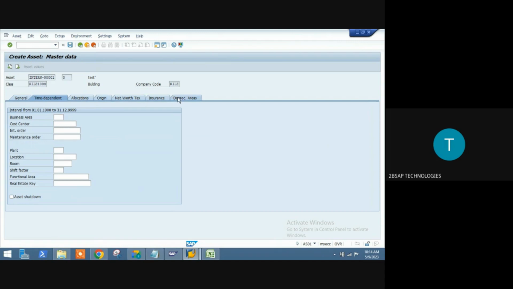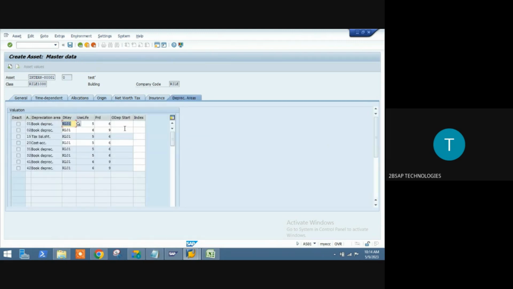Next, depreciation areas. We have discussed, right? We are going to have multiple depreciation areas based on your number of currencies and number of ledgers. In this case, we have 01, 02, 31, 32, 41 and 42. These are my basic 6 depreciation areas. I have 2 ledgers and 3 currencies, so total minimum required is 6. Along with that, I am also using one for cost accounting. That is, I want to transfer my depreciation to controlling module, so I am going to use this cost accounting.